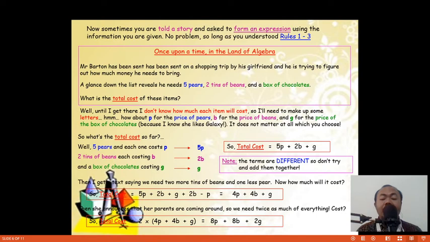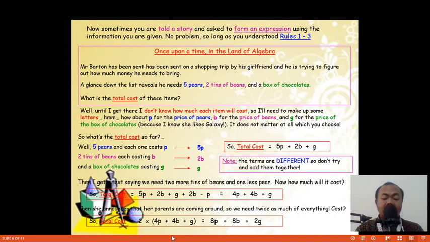Okay, just now we are doing the part below here. 2 multiply with 4b, and then 2 multiply with g. I repeat, 2 with 4p, and then continue 2 with 4b, and then the last 2 with g. You will get the answer 8p plus 8b plus 2g.